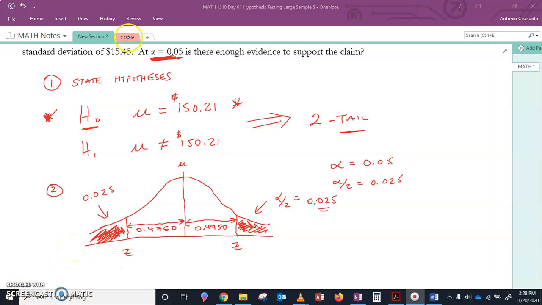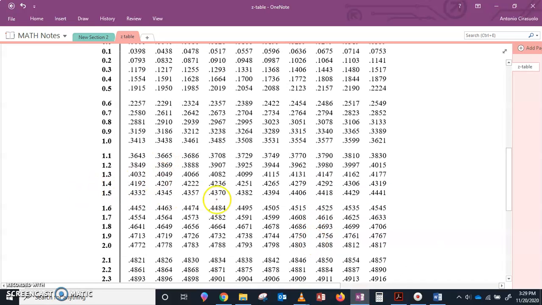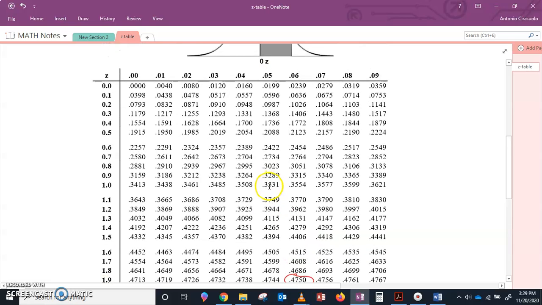So when we look at our Z table, and we want 0.475, well, it's actually right there. Now 0.475 brings us to this value right here. And what does that work out to be? It's 1.9 and of course 1.96. All right, so our critical value this time is 1.96.